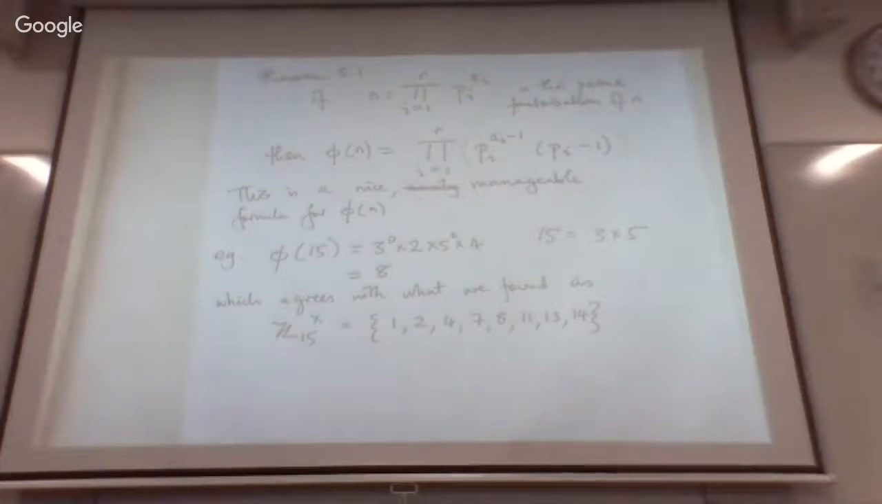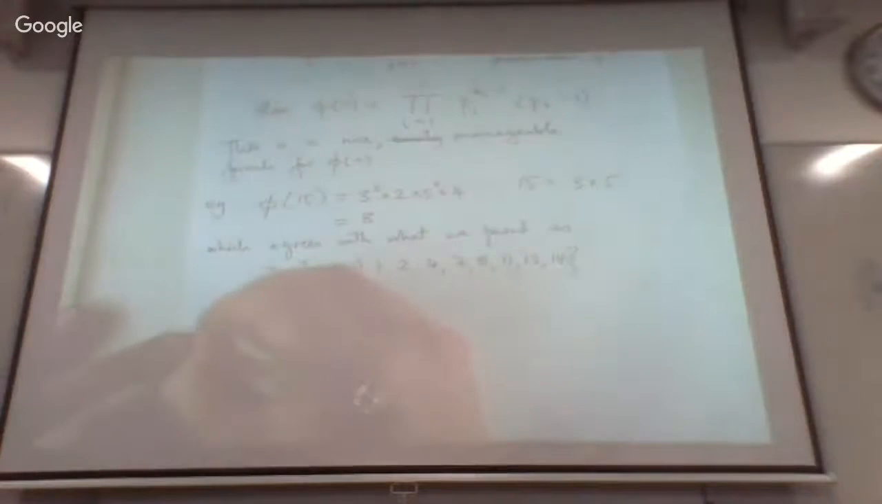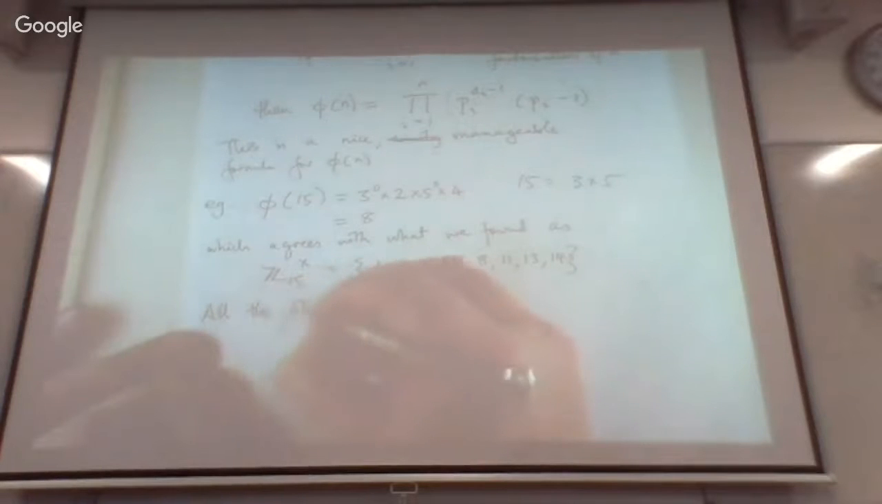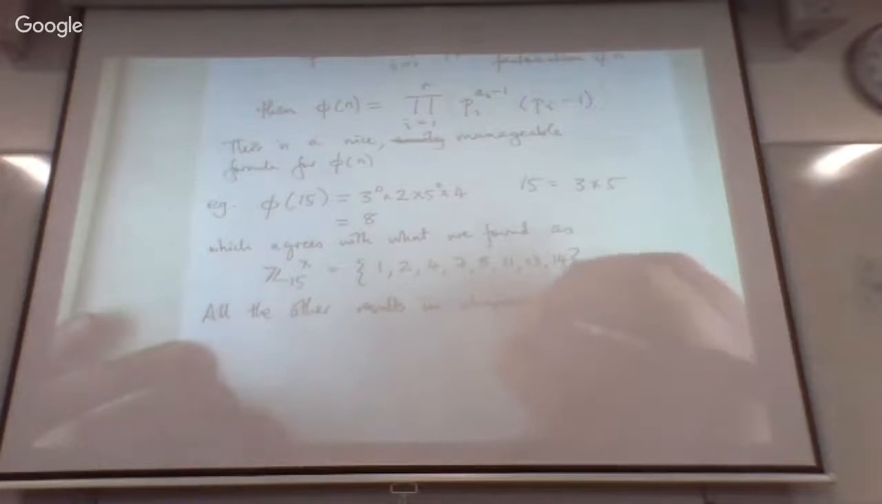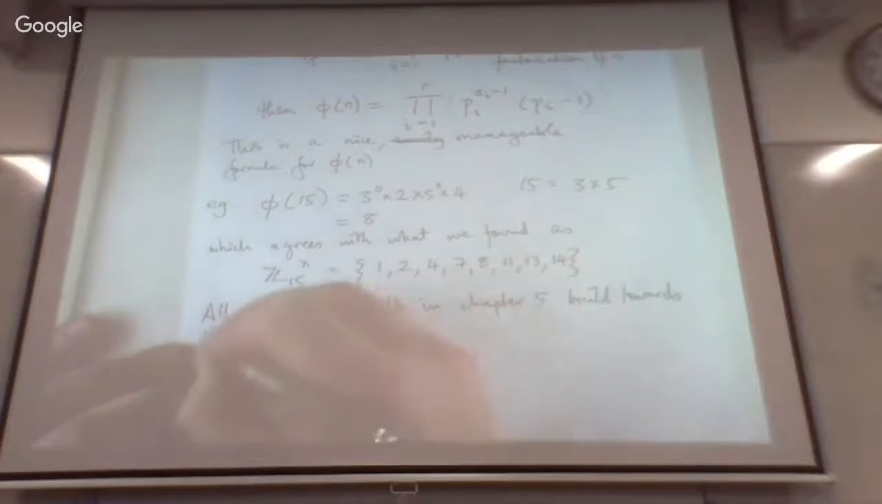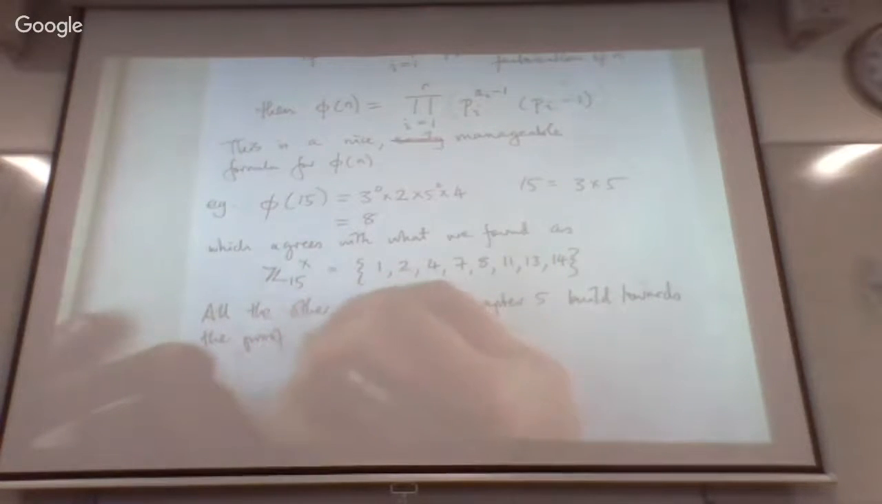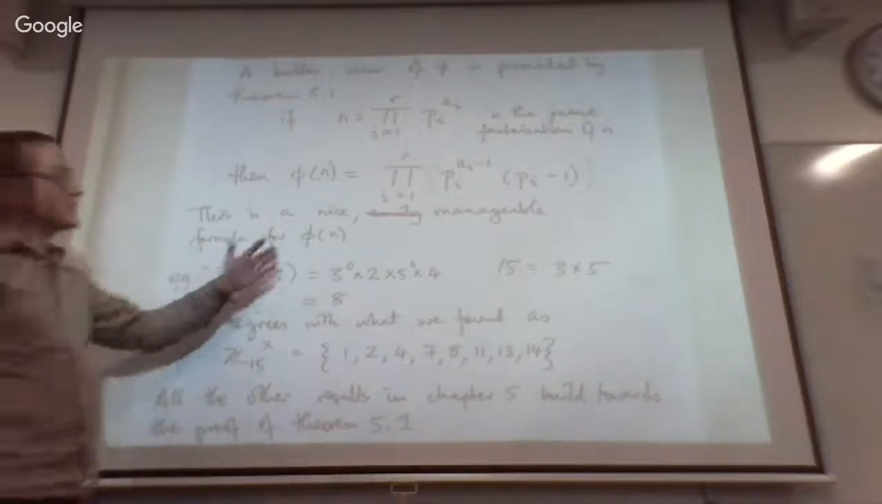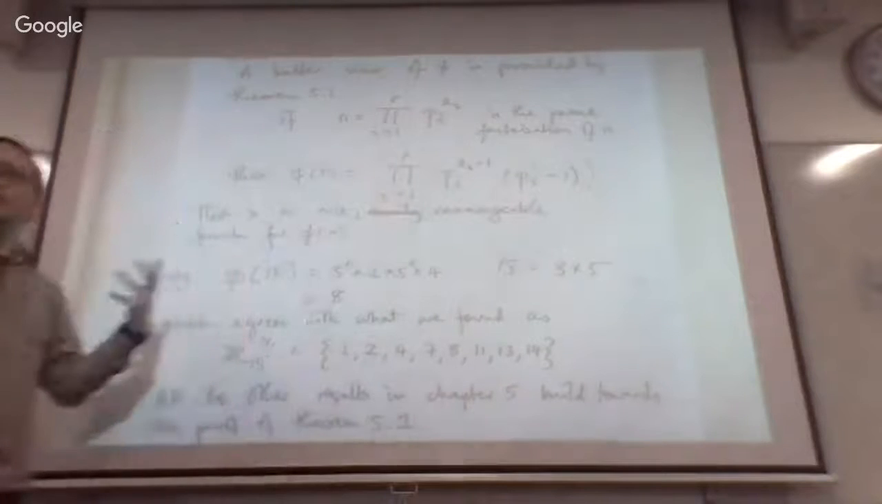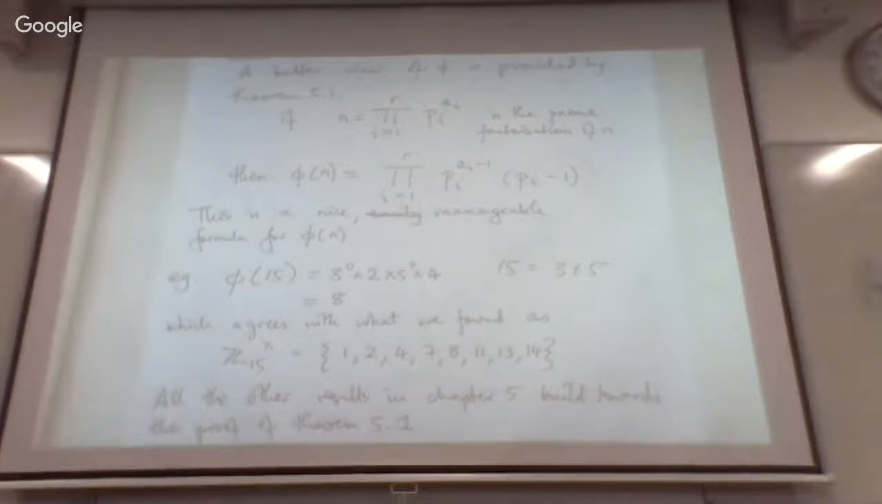Okay, and theorem 5.1 is the whole result of chapter 5. All the other results in chapter 5 are there as a build-up to this, building towards the proof of theorem 5.1. It's a really nice formula to have. Okay, but you can't just take my word for it. We've got to prove it and know that it's true.